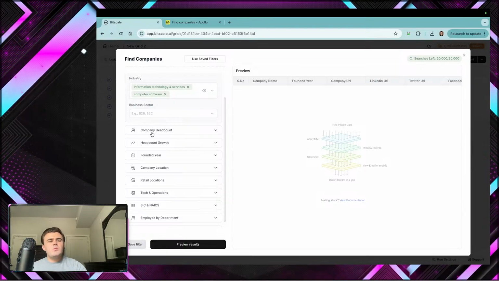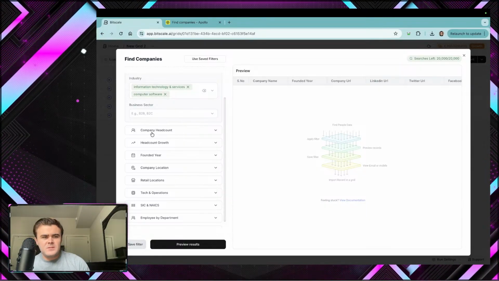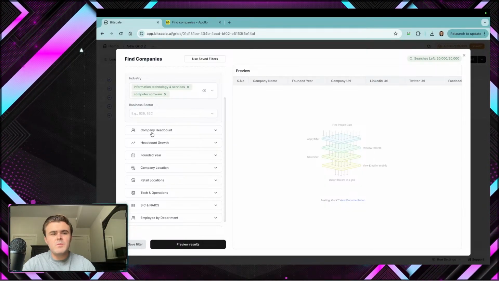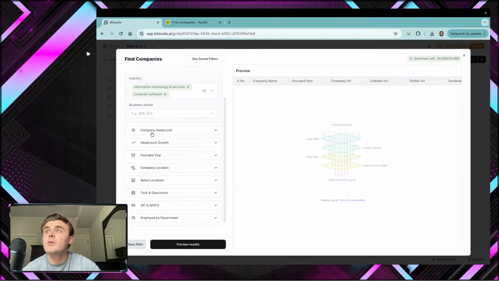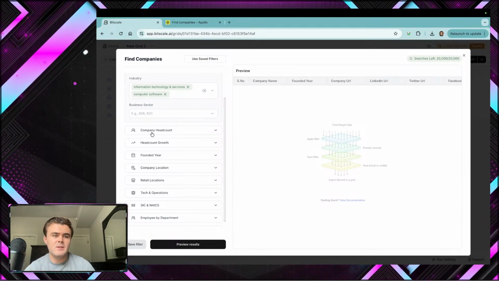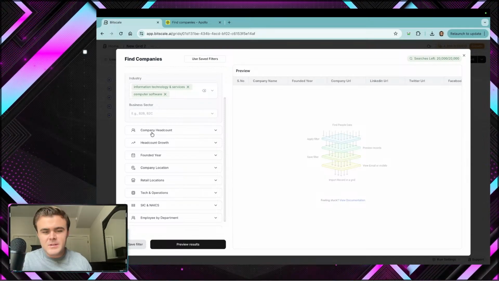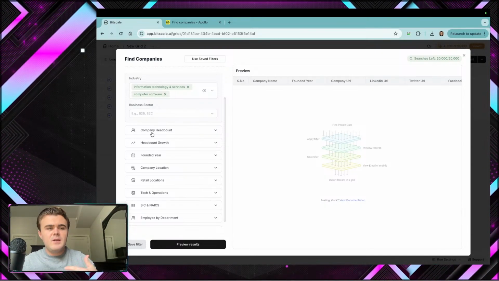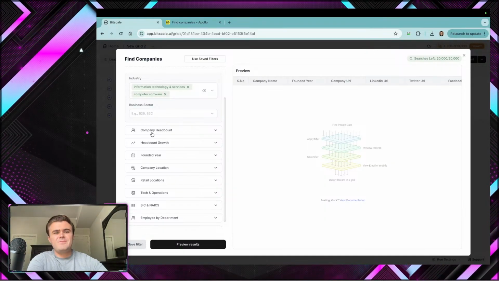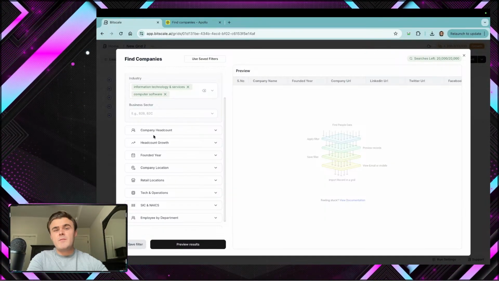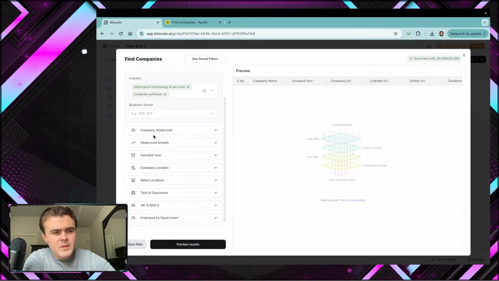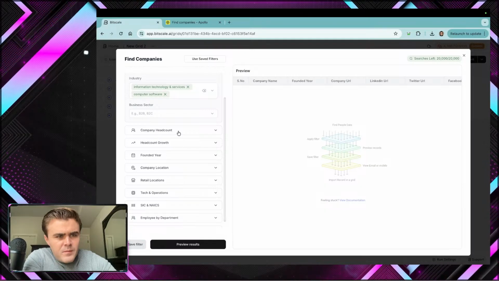Now, obviously, we're going to want to get specific on company headcount. You don't want to go too small, but at the same time, you don't necessarily want to go too big. If you go for really large enterprise companies, you want that to be its own campaign. You don't want to target mid-sized companies and enterprise companies in the same campaign, because the messaging is just going to be off, and also the people you're targeting at those companies will be vastly different.